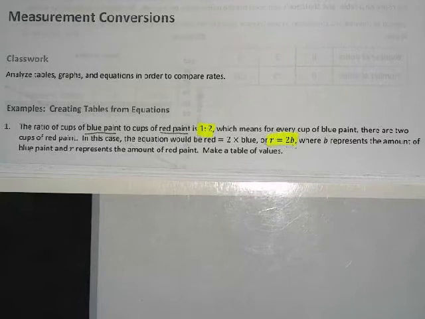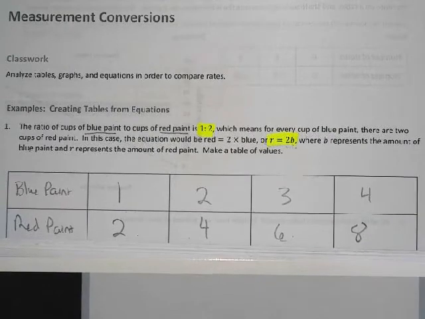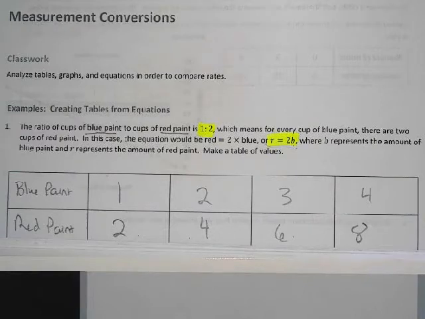Where B represents the amount of blue paint and R represents the amount of red paint, make a table of values. Well, lucky enough, 1 and 2 make it to where we can fill out our table of values without having to use the equation. Blue paint is 1, red paint is 2. Blue means we're counting by 1s, 1, 2, 3, 4. Red paint would be counting by 2s, 2, 4, 6, 8.